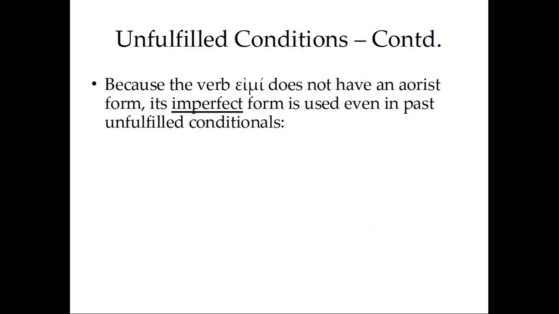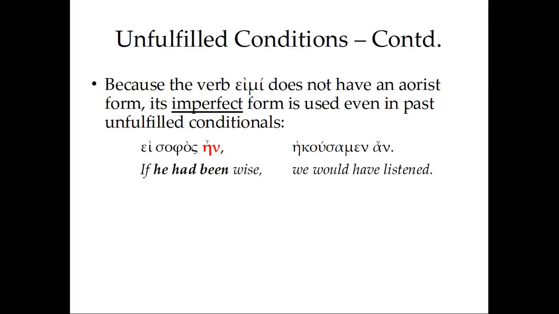Now, a wrinkle here. Because the verb eimi does not have an aorist form, by the way, its imperfect form, which we've learned, is used even in past unfulfilled conditionals where we typically need that aorist. So for instance, ei sophos en, ekousamen an. So if he had been wise, we would have listened. This en there is a third person singular imperfect tense form of eimi, I am. So he, she, or it was, literally.